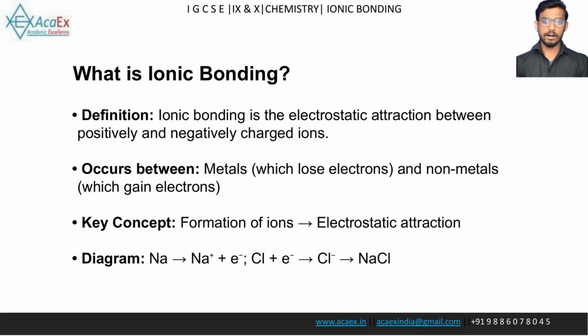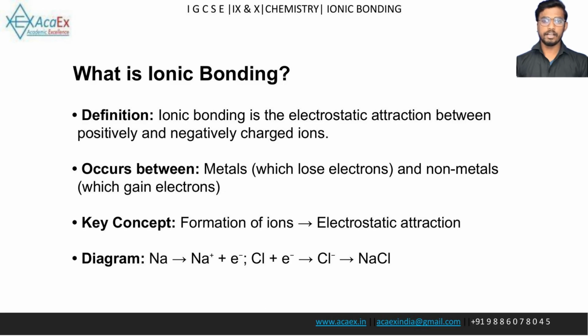What is ionic bonding? Ionic bonding is defined as the electrostatic attraction between positively and negatively charged ions. It typically occurs between metals, which tend to lose electrons, and nonmetals, which tend to gain electrons. The key concept involves two steps. First, the formation of ions, and second, the electrostatic attraction between them.